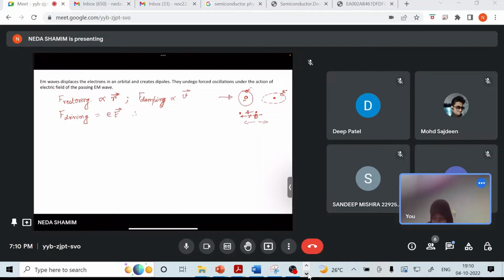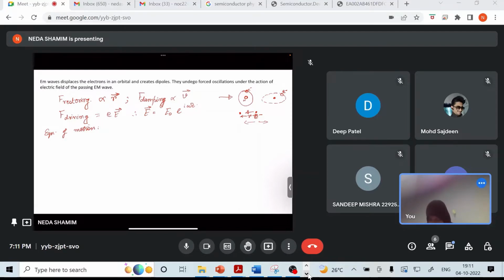And this E vector can be written as some magnitude of E times e to the power i omega t. Let's take it as a complex number. So if we write the equation of motion of this, what will we get? What is the equation of motion?